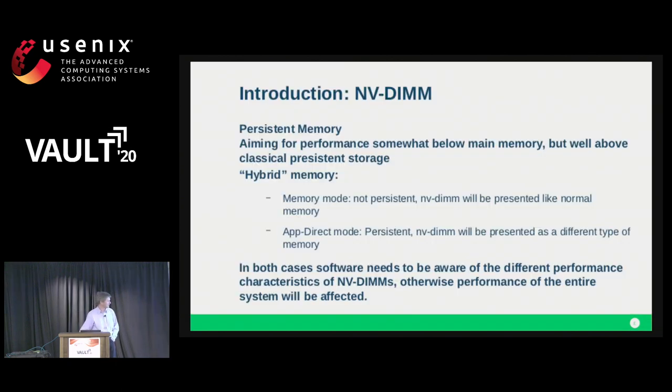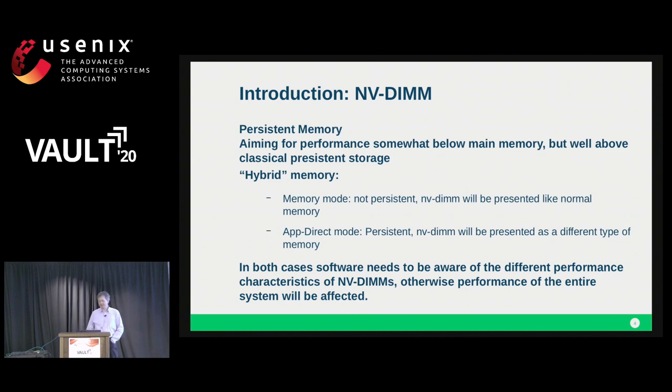So, just a bit of introduction. Well, the felt umpteenth time that you get this introduction anyway. NVDIMMs are just persistent memory, and the stated goal of it is that the performance would be somewhat below main memory, but well above classical persistent storage. Oh, there's a typo. It's persistent, not persistant.